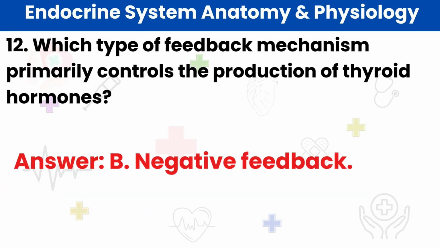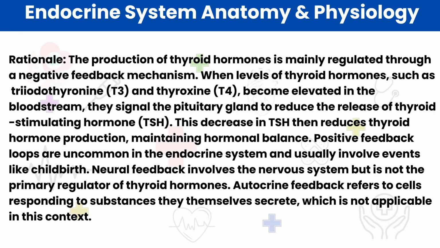Answer: B. Negative feedback. Rationale: the production of thyroid hormones is mainly regulated through a negative feedback mechanism. When levels of thyroid hormones, such as triiodothyronine, T3, and thyroxine, T4, become elevated in the bloodstream, they signal the pituitary gland to reduce the release of thyroid-stimulating hormone, TSH. This decrease in TSH then reduces thyroid hormone production, maintaining hormonal balance.